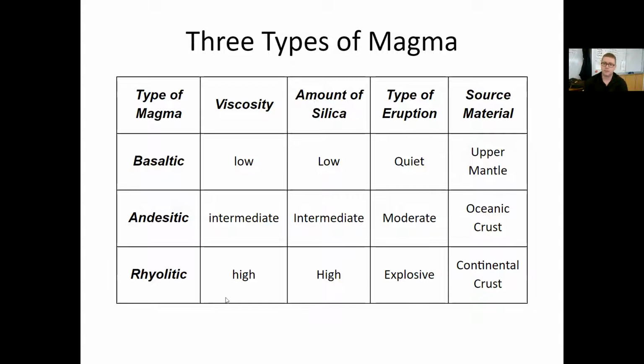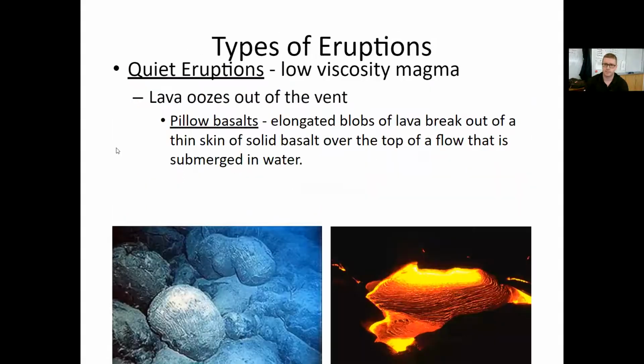So, three different types of magma, three different types of viscosities. This is a great chart to help you break down the differences between them. Now we could get more in depth about the percentage amount of silica in each of these magmas, but we're not going to concern ourselves with that right now. We can just go off of the low, intermediate, and high levels, and that's perfectly fine for the nature of our class.